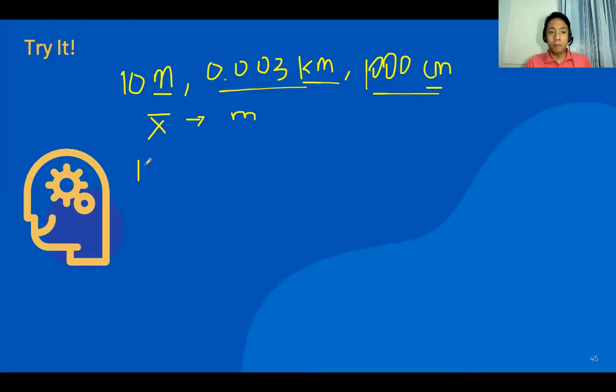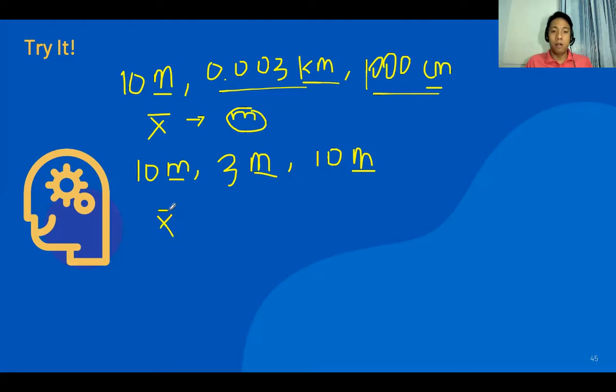For example, 10 meters is okay. And then 0.003 kilometers, maybe we can say that is 3 meters. And for 1,000 centimeters, that is also 10 meters. Now, after you converted them to the same unit, the desired unit for our answer, then you can perform the solution proper.